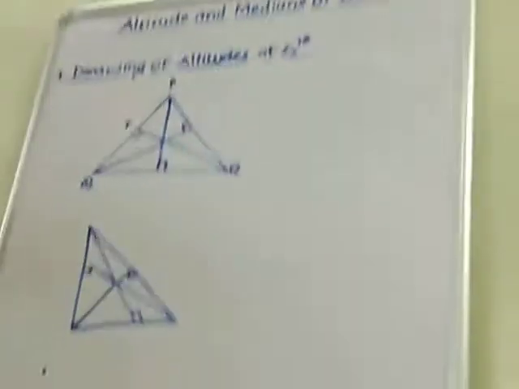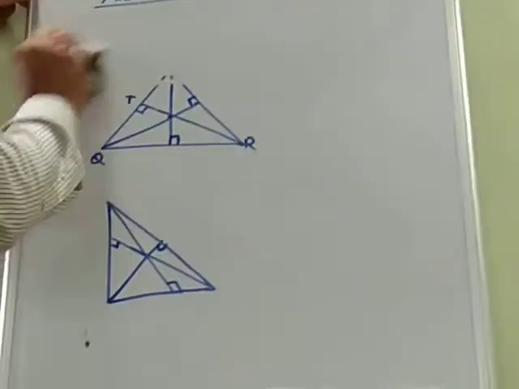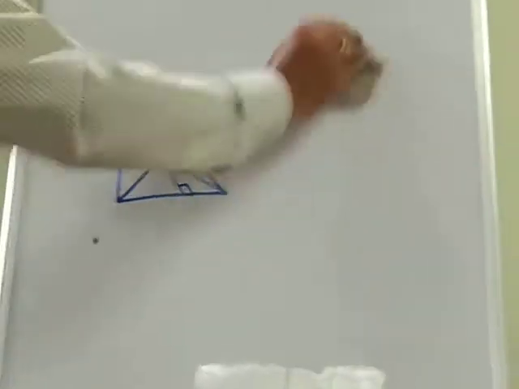Okay, here the altitude part is finished. That means, what is altitude? A perpendicular drawn from the vertex of a triangle is an altitude. Now, the median of a triangle. Look at the median.